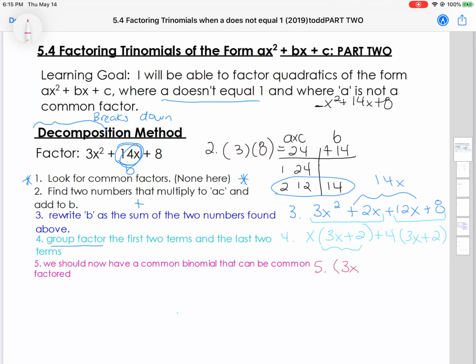And again, it doesn't matter. You can write the common factor first, so the 3x plus 2, and then the x plus 4 second. It doesn't matter which one you choose. Okay? All right, let's do another one.